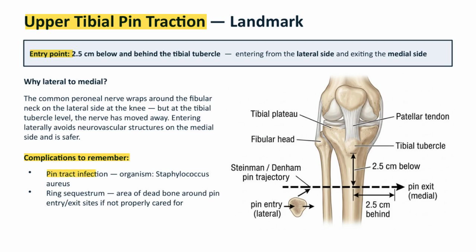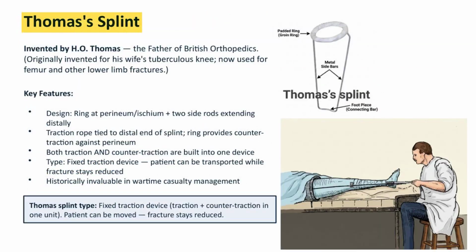Here's a complication to remember: pin tract infection. The organism is Staphylococcus aureus. Also, a ring sequestrum can form around the pin entry and exit sites if not properly cared for. Applying traction needs equipment, so let's look at the splints and traction devices used to put it into practice.